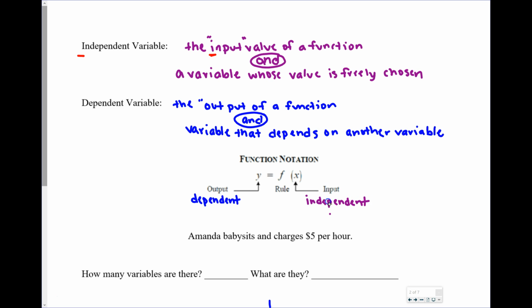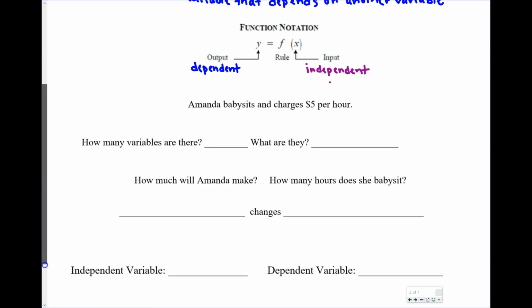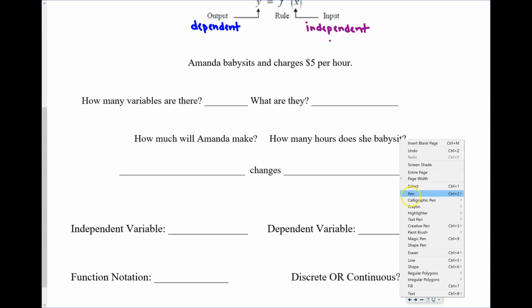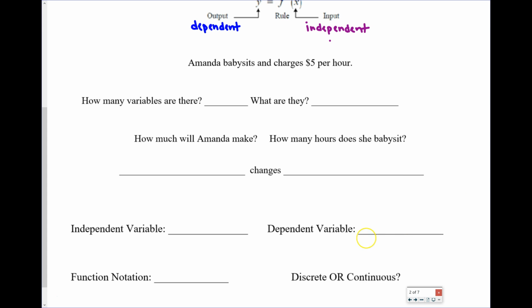All right, now how does all of this apply to a real problem? So here's a real problem. Okay, Amanda babysits and charges $5 per hour. Cool, good for you, Amanda. That's just a fact. So the first question is, how many variables are there? In this particular example, there are actually two variables. Let me use a color here that we haven't used yet. There's two things going on.